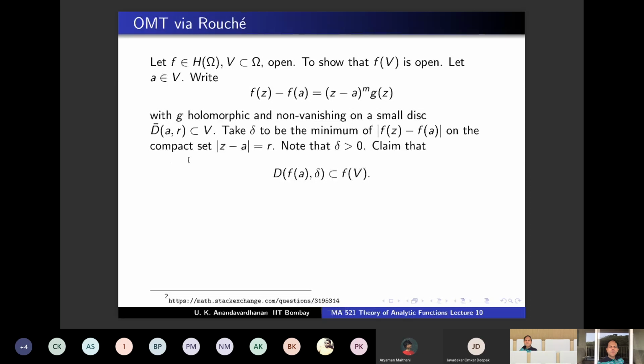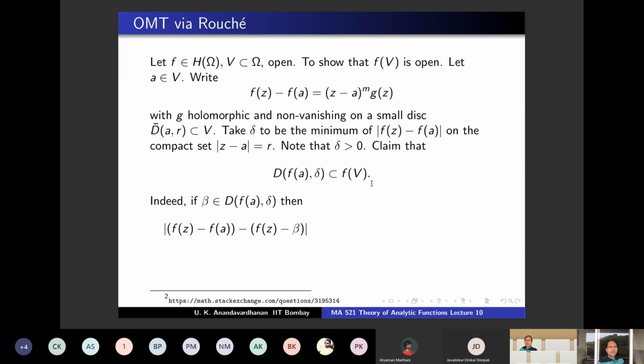So delta is positive, and we are going to claim that this particular delta neighborhood of f(a) is completely contained in f(V), and therefore f(V) is open. So that's it. Precisely, you are getting a particular neighborhood which is completely contained in f(V). And what is the argument here? That is Rouché's theorem. So indeed, if you take a beta in this, you have to show that beta belongs to f(V). But beta belongs to f(V) means f(z) equal to beta for some z, meaning f(z) minus beta has a 0. So you have to show that the function f(z) minus the constant function beta has a 0, and we are going to show that it has m zeros by Rouché's theorem. You just need to show that it has 1 zero.